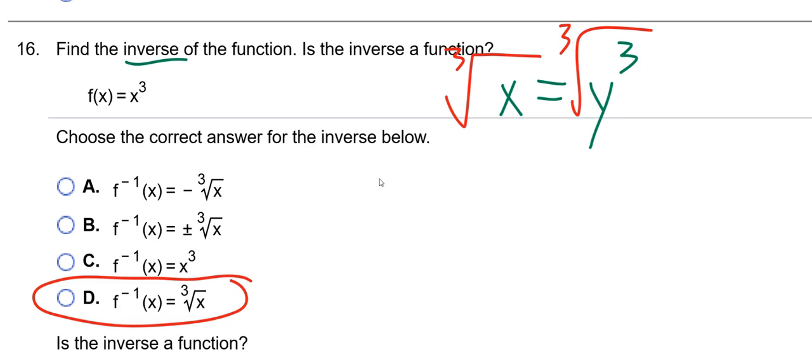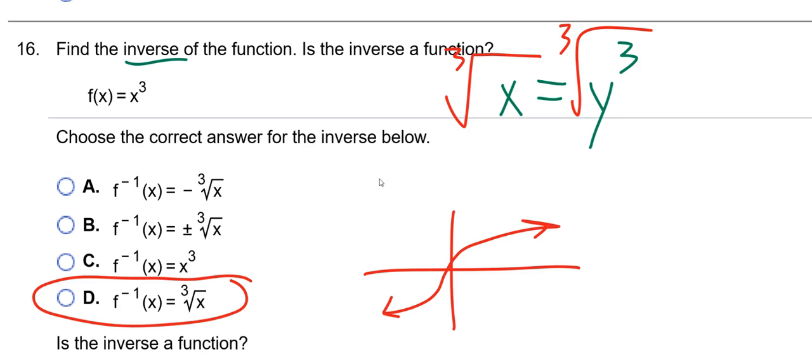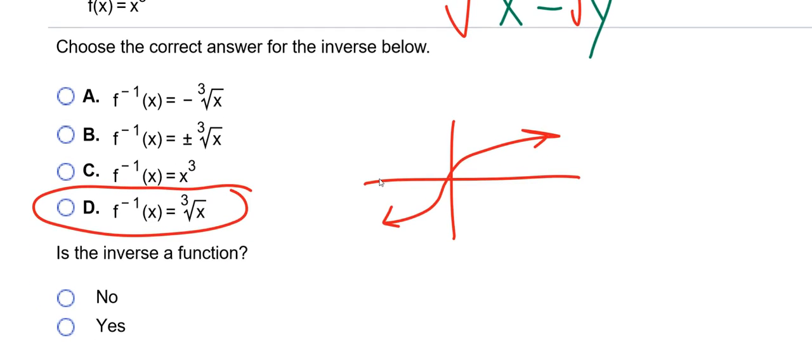Is the inverse a function? Let's remember the graph we just drew a few seconds ago. Does it pass the vertical line test? It sure does. That's a big yes.